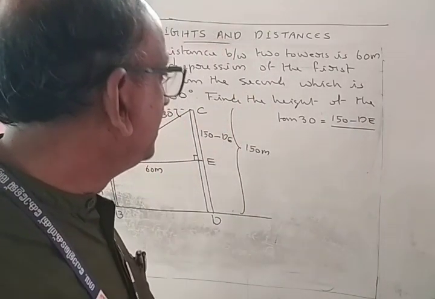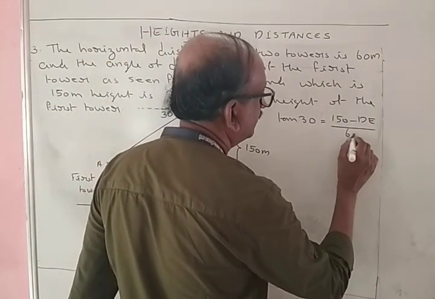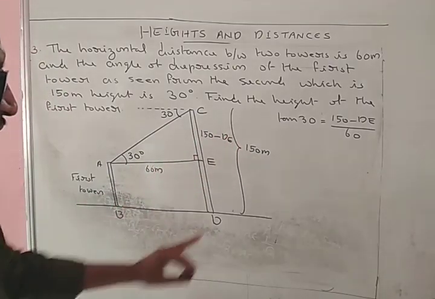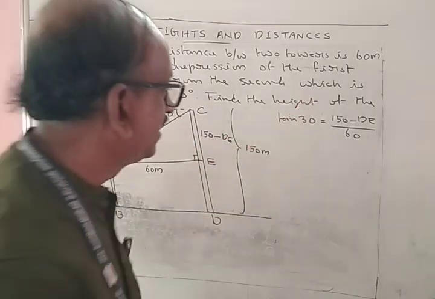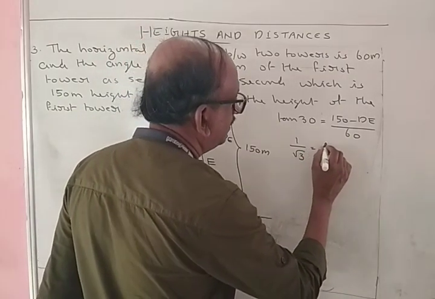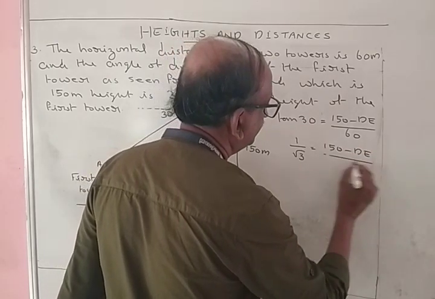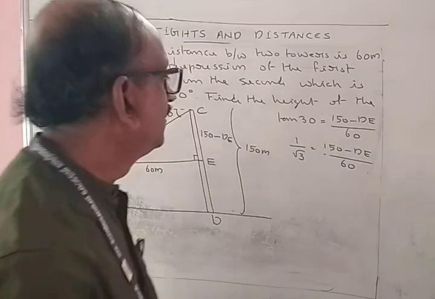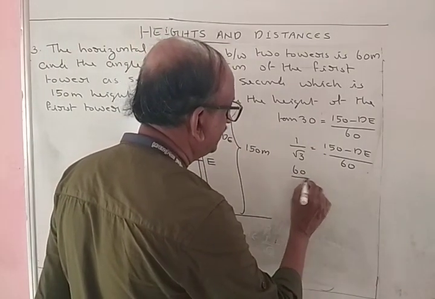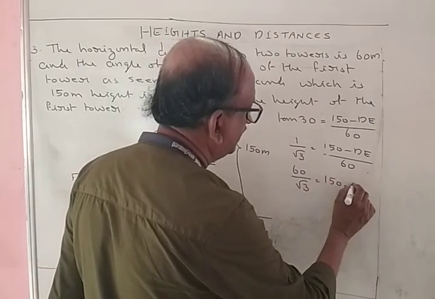150 minus DE divided by 60. Opposite side 150 minus DE, adjacent side 60, tan 30. Tan 30 is 1 by root 3. So 150 minus DE by 60 equals 1 by root 3. Cross multiplication: 60 by root 3 is equal to 150 minus DE.